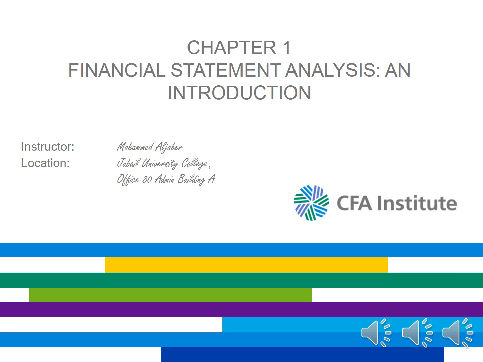I'm going to be your instructor for this course this semester, so let me take this opportunity to introduce myself. My name is Mohammed Aljaber. My office number is 80 in the admin building, and my email is jabberm@ucj.edu.sa. You can feel free at all times to email me, or even better, to contact me through Blackboard in the discussion forum that I'm going to create for you.